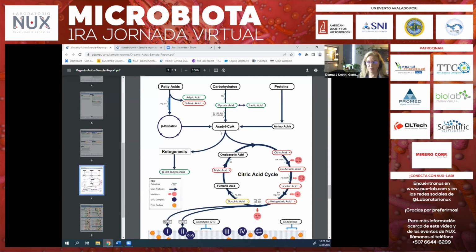So from acetyl-CoA, it can also go into the citric acid cycle. Now, this is a dynamic pathway.